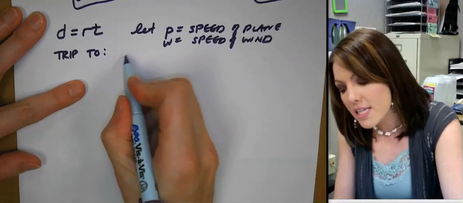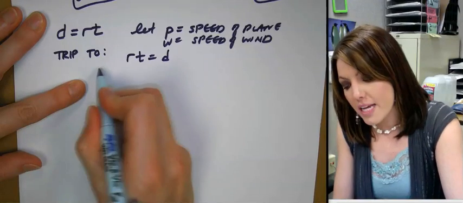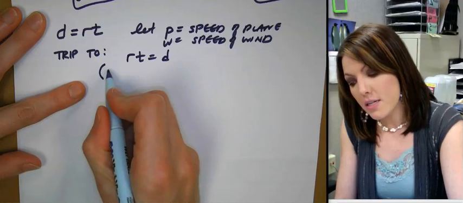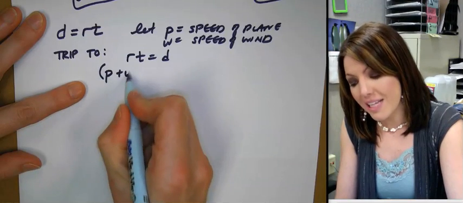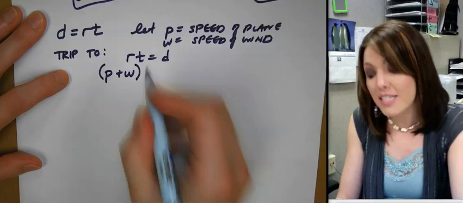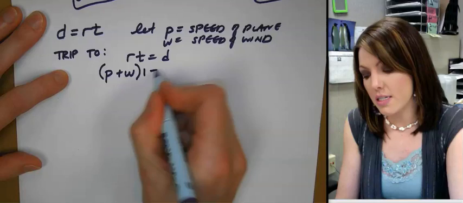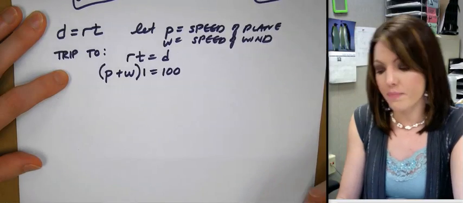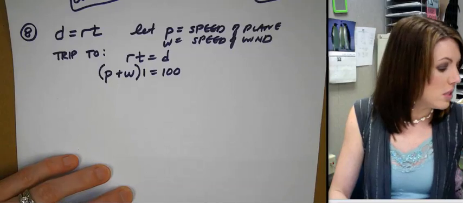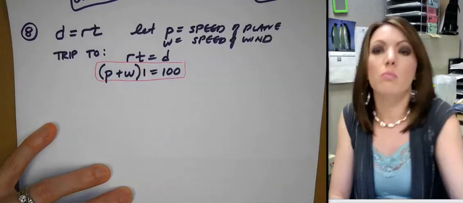So we can say that, again, rate times time equals distance. We can say that the rate going to this location is the speed of the plane plus the speed of the wind, and it tells us in the problem that this particular trip only took 1 hour. It also says that the distance to there is 100 miles. So that is our first equation that we're going to use to help us solve this problem. Put a little circle around that.